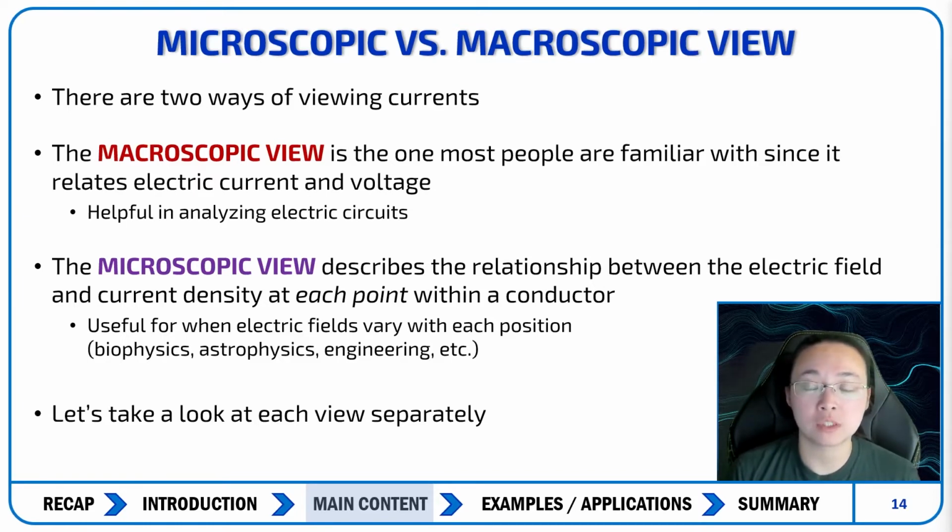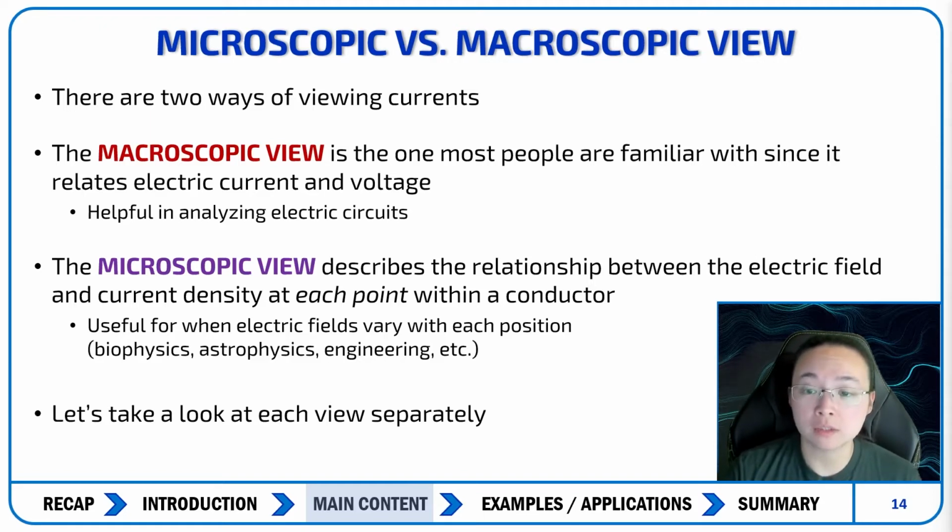Now, the microscopic view describes the relationship between the electric field and current density at every single point within a conductor. So this is very useful when the electric fields are going to vary with each position. Whether you're in biophysics, astrophysics, or engineering, if you're designing electronics or doing theoretical studies or modeling with circuits and different objects that can carry different current densities, then we're going to have to take a look at the microscopic view to understand the relationship between that object and its current density and its electric field.